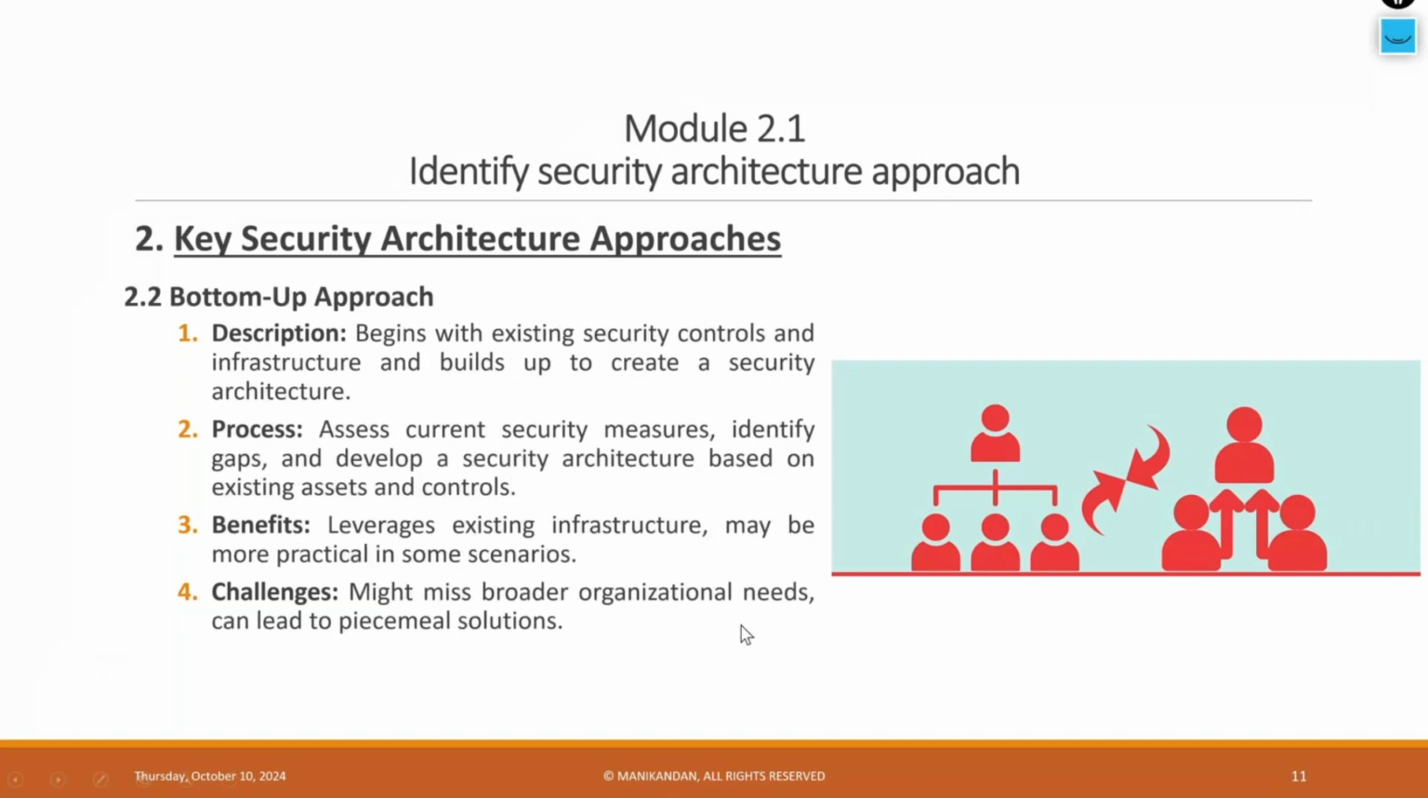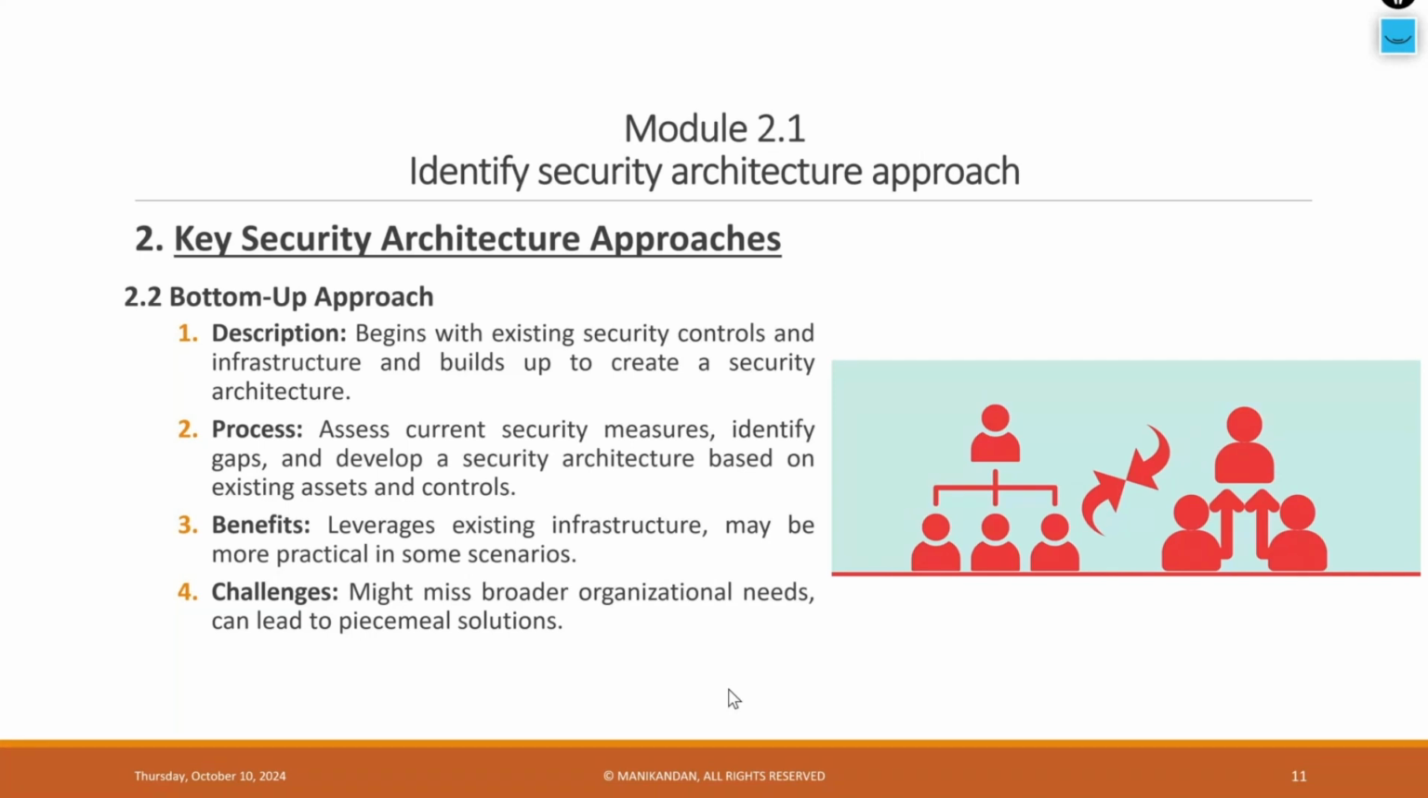But the reason why the majority of organizations follow the top down approach is that it is much more aligned with the vision and mission of the organization. When we are talking about the bottom up approach, it begins with the existing security controls and infrastructure, which is built up to create a security architecture. We assess the current security measures, identify the gaps, and develop a security architecture based on the existing assets and controls. Leveraging the existing infrastructure may be more practical in some scenarios. It might miss broader organizational needs, which can lead to piecemeal solutions.